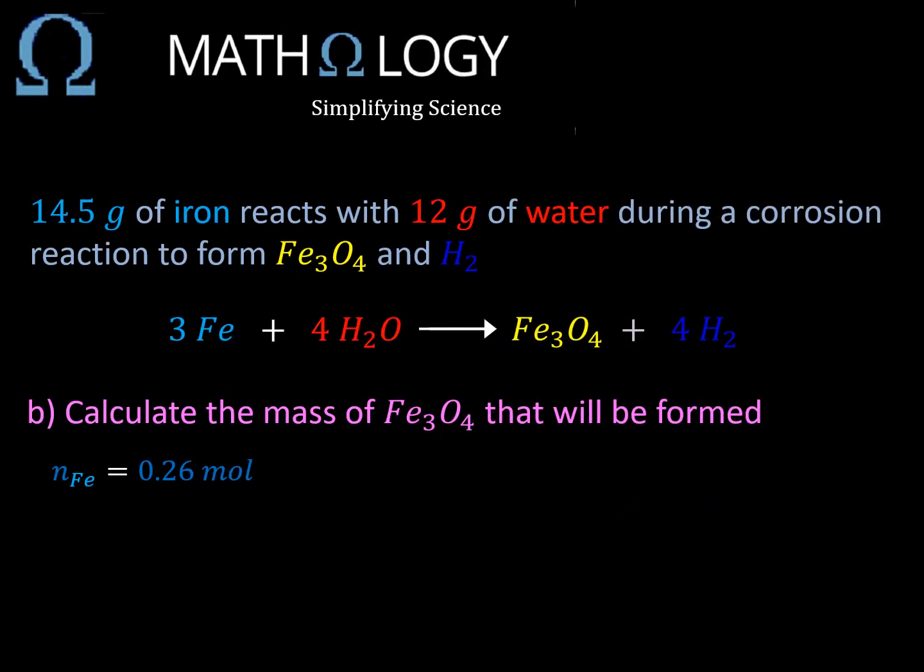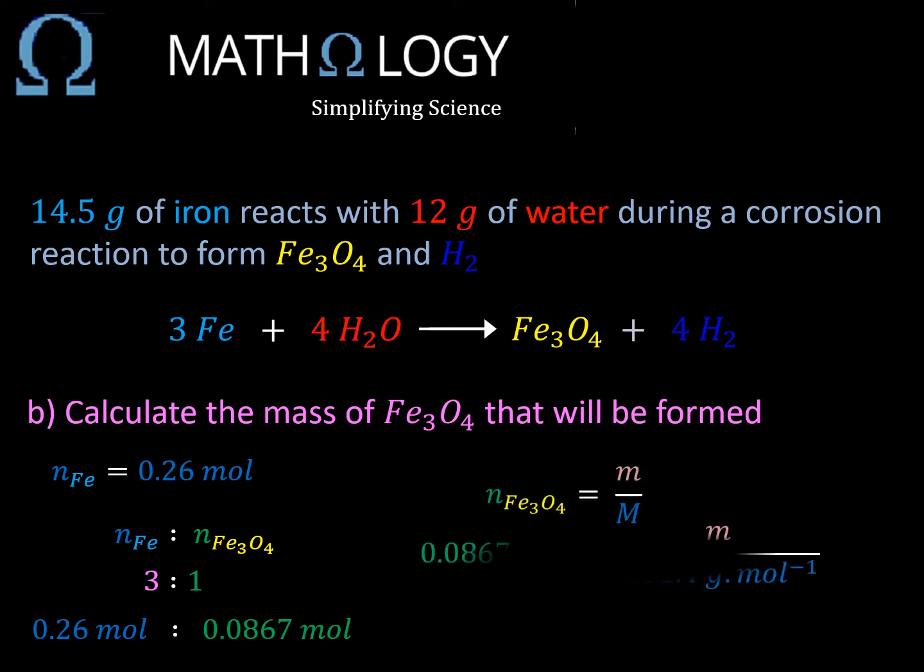3 moles of iron react with 4 moles of water to form 1 mole of Fe3O4 and 4 moles of hydrogen gas. Therefore, since there are only 0.26 moles of iron available, the mass of Fe3O4 that can form is 20.06 grams.